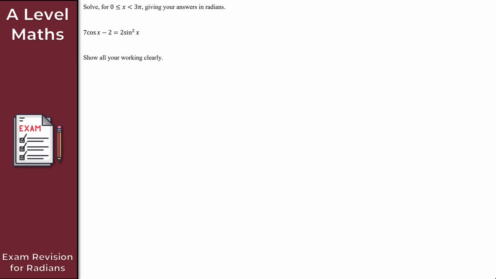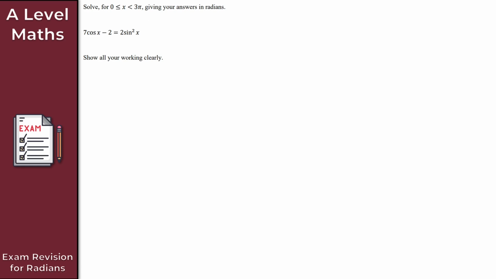So moving on to question 2 here then, as we can see, right, we want to solve this trigonometric equation here. So we're solving for x between 0 and 3 pi, given our answers in radians then, this trigonometric equation here, and we need to show all of our working clearly.